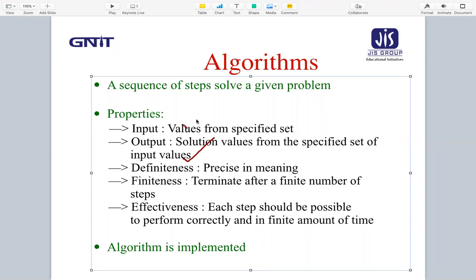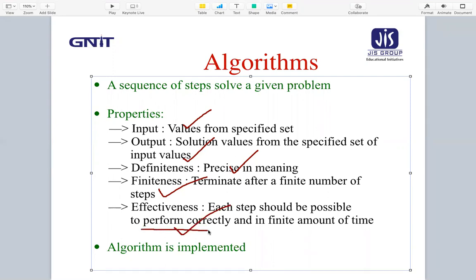So our input for making the tea is kettle and cup. Output is pouring the tea into the cup. So it is from the set of input values. Precise in meaning means it should be clear and precise, not ambiguous, the steps. It should end after a finite number of steps, and it should end in a finite amount of time.